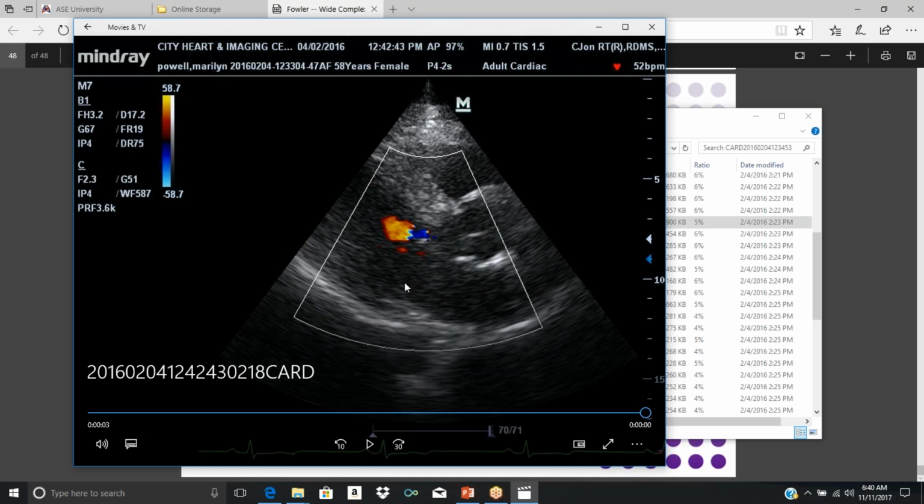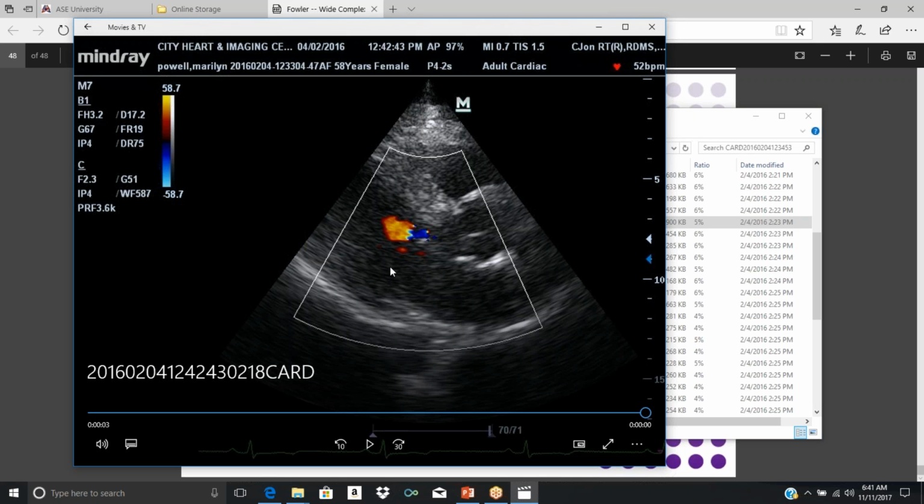If you have very good eyes, you can see that there is a little jet which comes right there, and it has a sort of bluish coloration to it. So if it's blue or bluish or any shades of blue, that means it's moving away from the transducer. So it will be going like this, moving away from the transducer, not towards it.